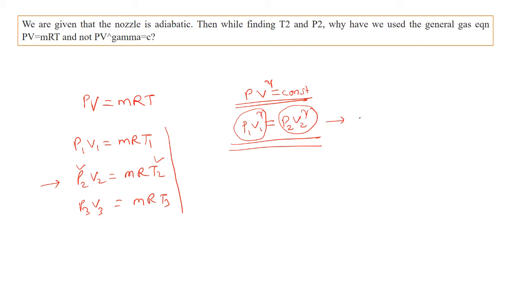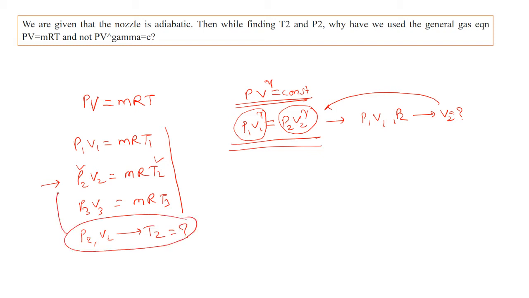Suppose here we know P1, V1 and P2 and we want to find out V2. We can use the equation of process. In this case, suppose we know P2, V2 and we have to find out T2. So if P2, V2 is known and T2 is unknown, we are using the equation of state. If P1, V1 is known along with P2 and V2 is unknown, then we are using the equation of process. So this is the difference.